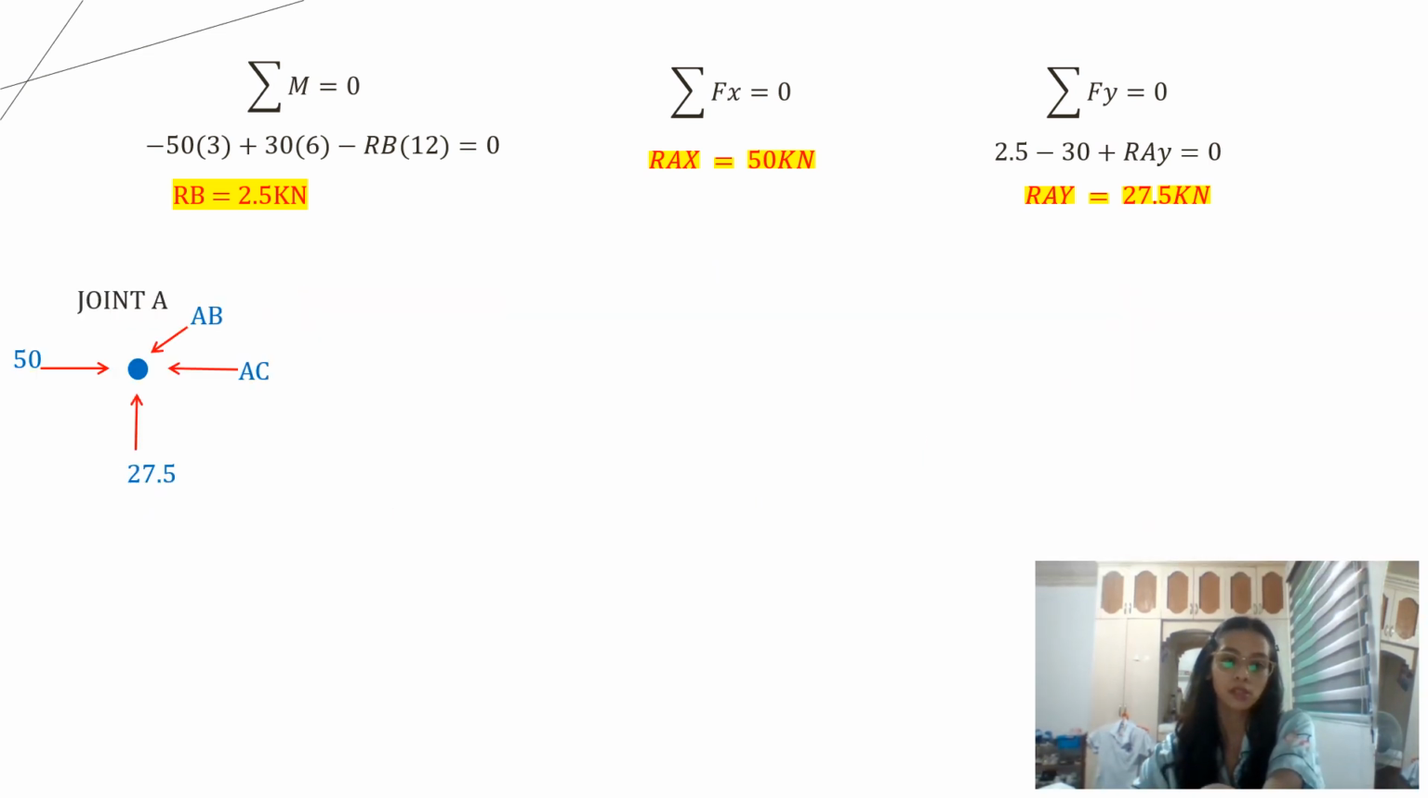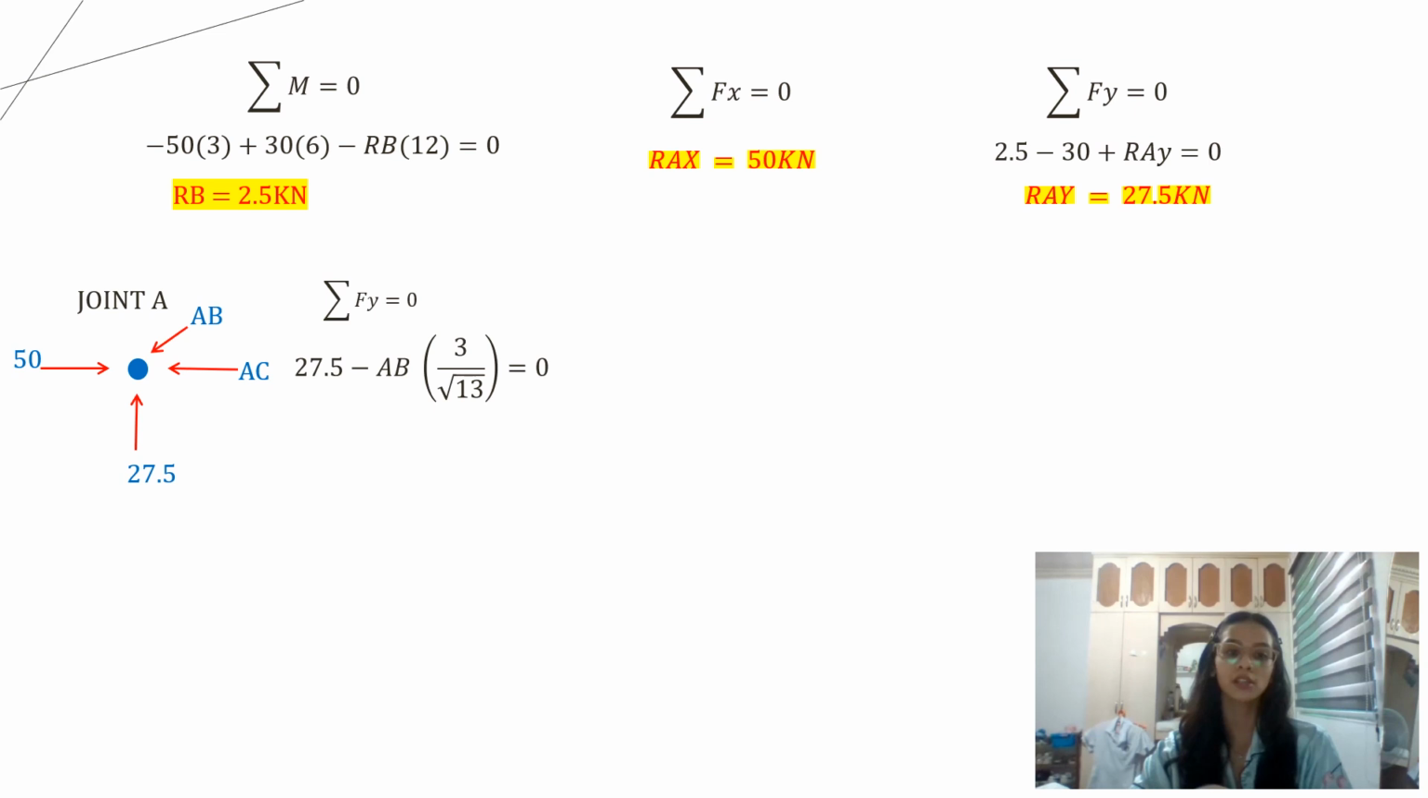So next is the joints. From joint A, we have the 50 kN pointing to the right, and our AB and our AC. Our AB is pointing downward, our AC is pointing to the left, and our RAY is 27.5. So the summation of Fy equals 0 is 27.5 minus AB times 3 over square root of 13.